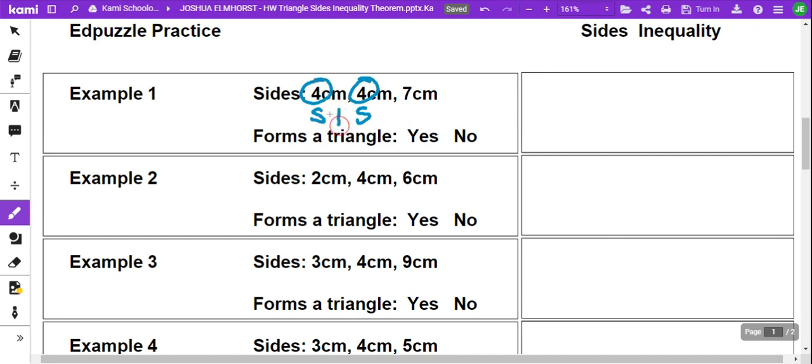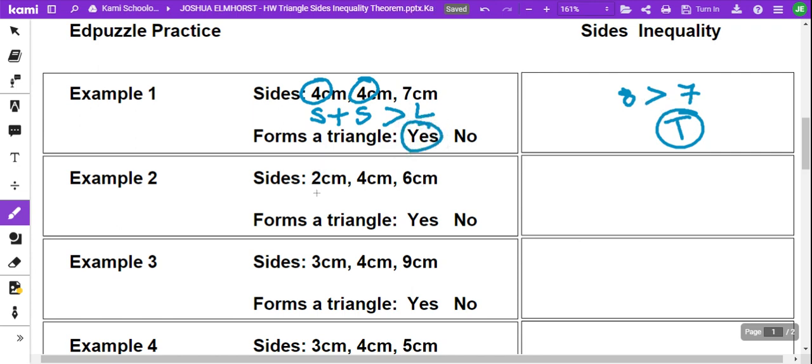4 and 4 are the two smaller numbers. You're going to add them and then compare it to the largest number. 4 plus 4 is 8. And 8 compared to 7. 8 is greater than 7, so this is true.